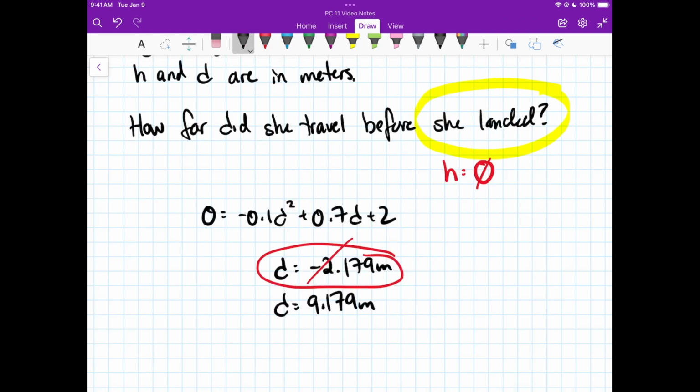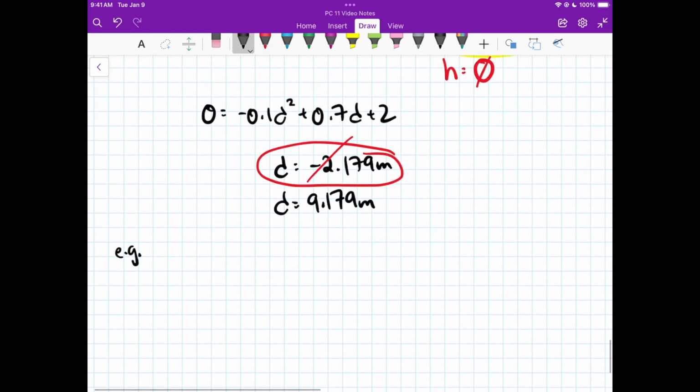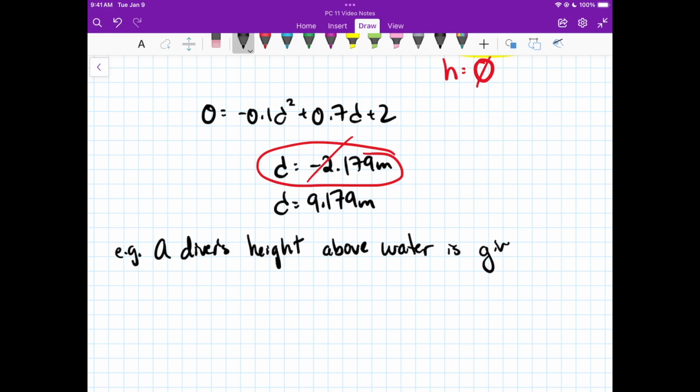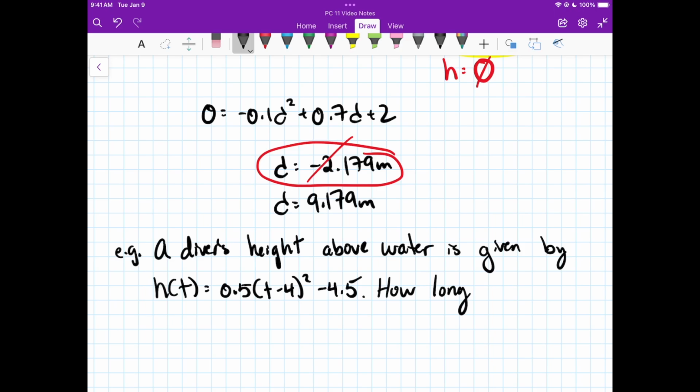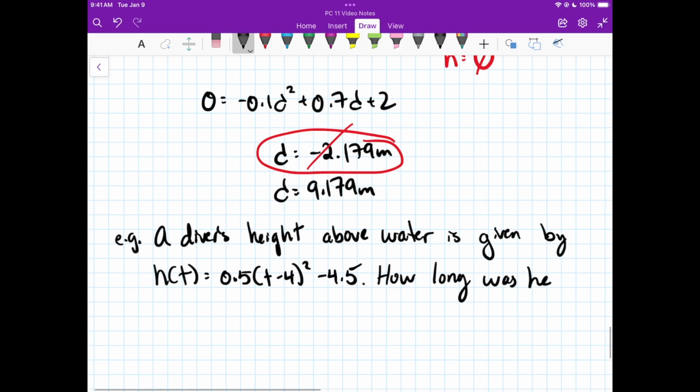Second word problem. We've got a diver's height above water. So this is some sort of high-level athlete doing some fancy dives. Is going to be given by h of t equals 0.5 times t minus 4 squared minus 4.5. And so what we want to know is, for this particular athlete, how long was he underwater, right? So h is height, t is time, and how long was he underwater for?